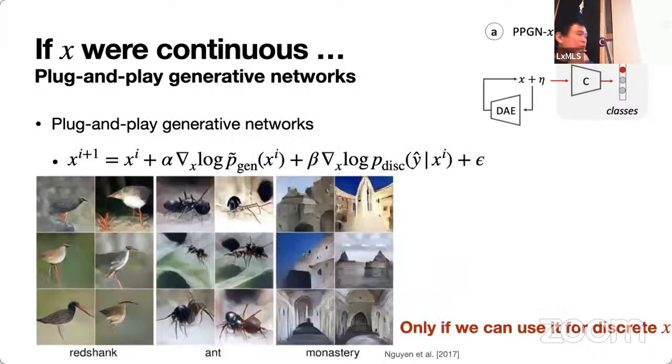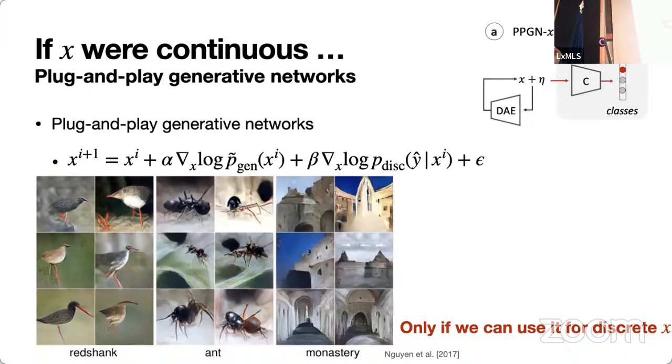And by doing so, in 2017, Anh showed these visualizations, and that was kind of a revelation to a lot of people, including myself. Now you could actually see that these are images. The red shank, you see the birds there, and you see the ants there. The number of the legs is not perfect, often too many of them, but still you do see ants there. The monastery is almost perfect, right? It's a bit Escher-like, but still you see the monastery there.